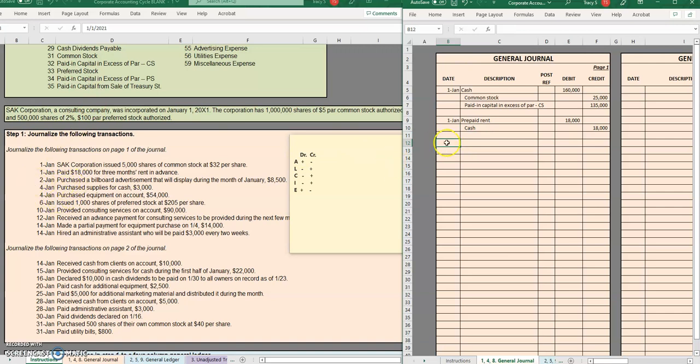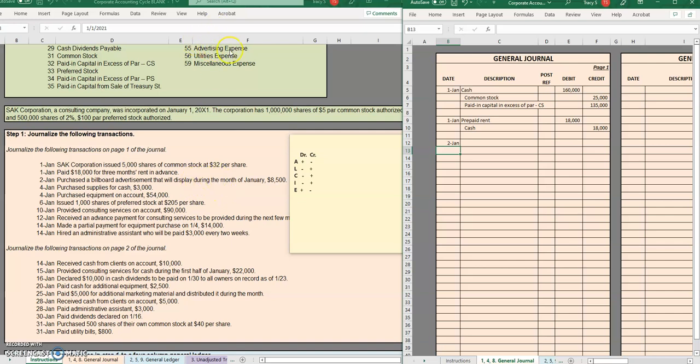January 2nd, we purchased a billboard advertisement that will display during the month of January. So we have an advertisement here. It's going to be paid for this month. It's going to be advertised this month. So really, we just have an expense in cash here.